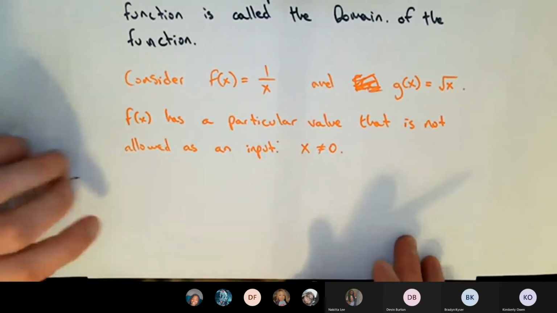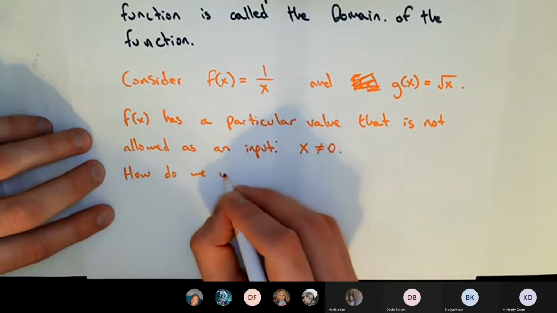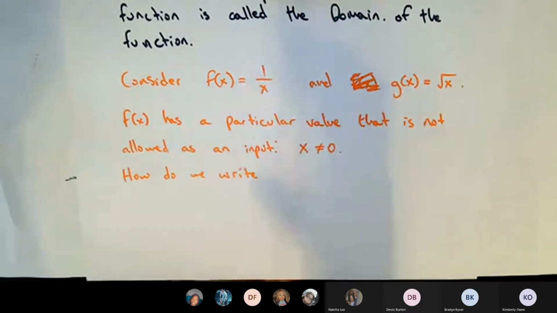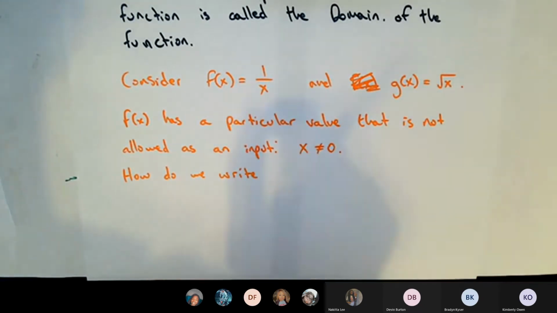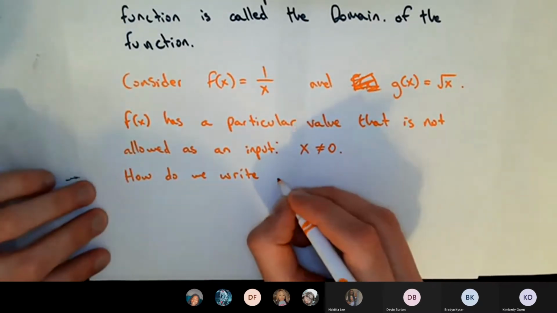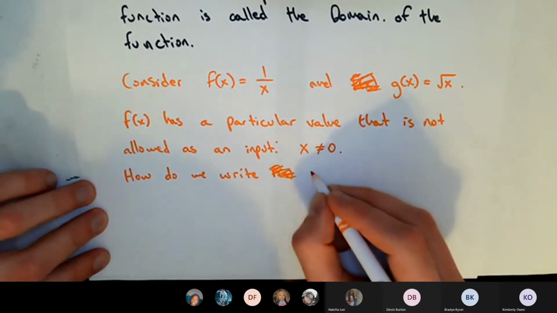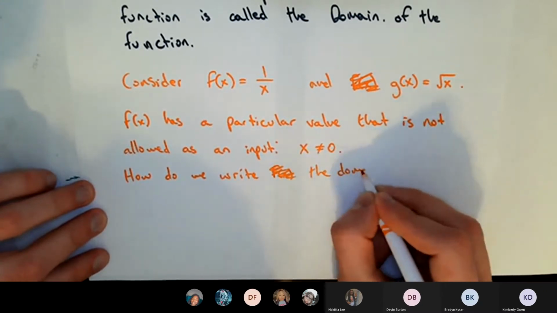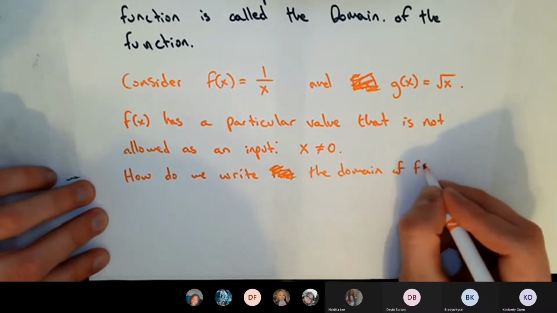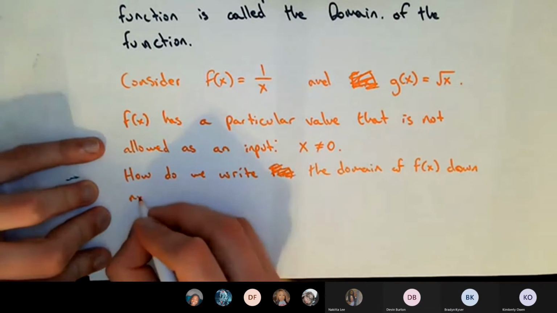Okay. How do we denote this? How do we write it down? Because I can say it in words. I can say the domain of f of x is any real number except for 0. I could write that sentence down, but how do we write the domain of f of x mathematically?